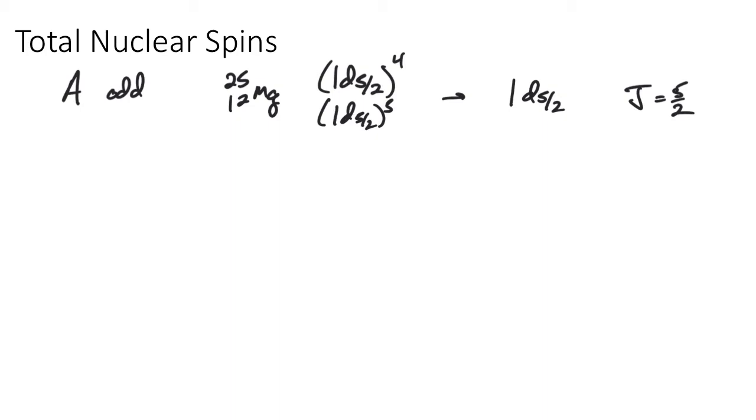We can do this with reasonable accuracy for all odd A nuclei and get reasonable values for the total nuclear spin. For the A even, Z odd, N odd states, it's more complicated because there are two unpaired nucleons. There's an unpaired proton and an unpaired neutron, and we don't know exactly how to combine their two spins into one because they're not paired.